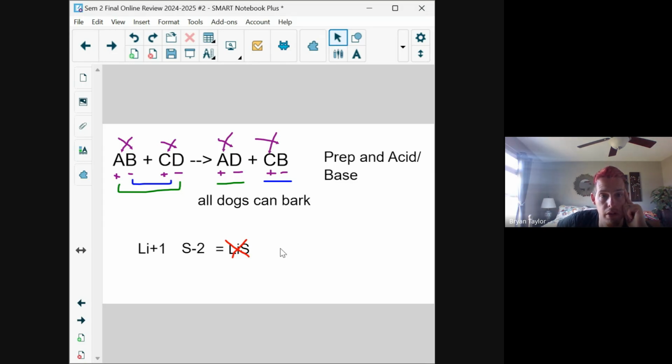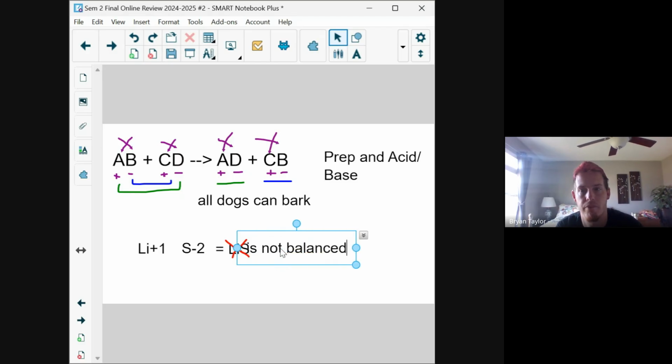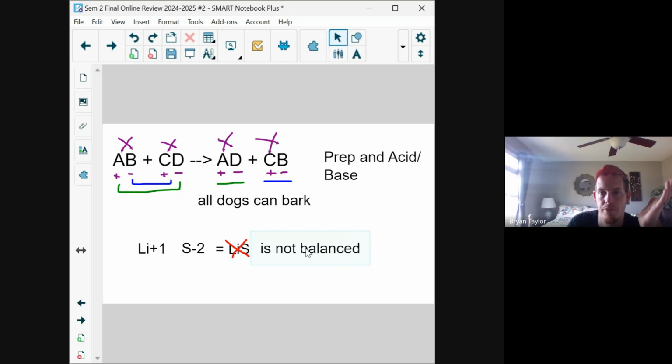Yes. So it is possible because of positive and negative, but you're right. It's not balanced. You are right. It's not balanced. So that's why this is wrong. Let's actually say that. So this doesn't work.